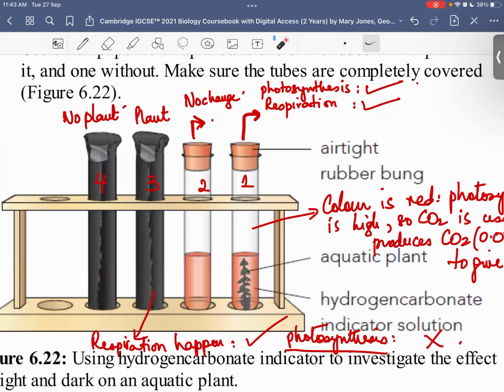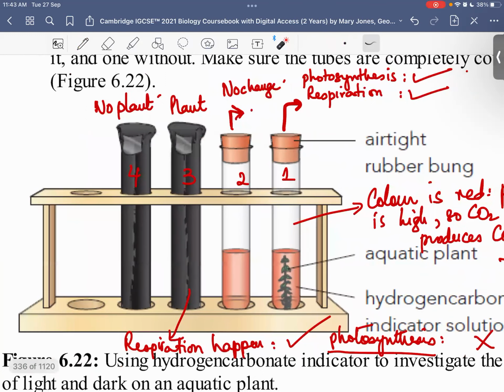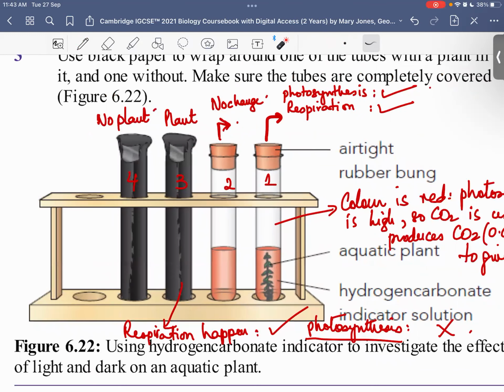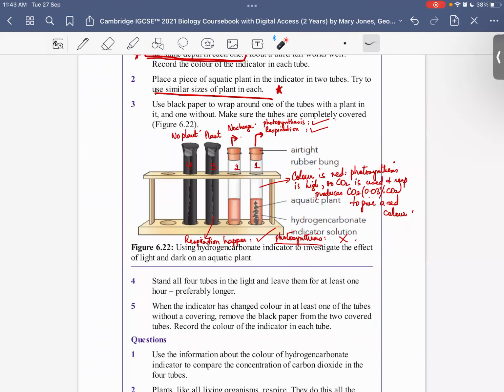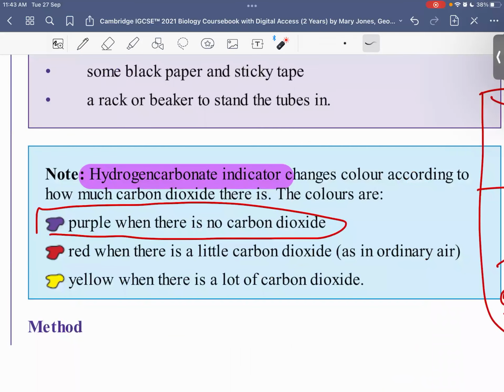Moving on to test tube 3. Test tube 3 has a plant, but it's covered from sunlight, in which respiration happens, but photosynthesis doesn't happen. So what should be the color? Should the color be yellow? A lot of respiration. Yes, miss. Yellow, when there is a lot of carbon dioxide, right?